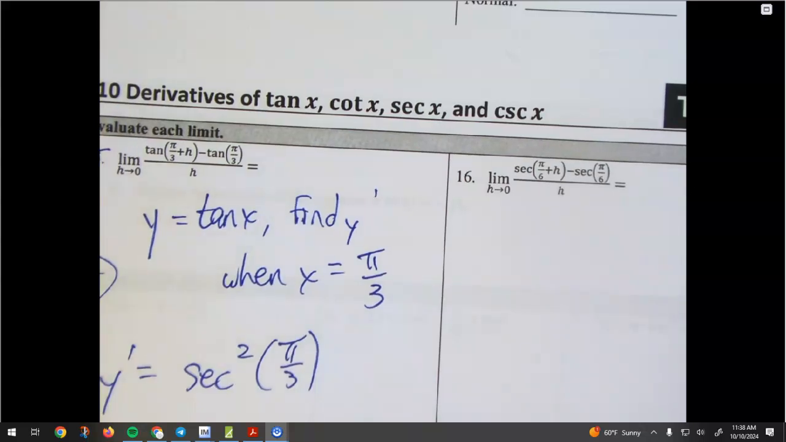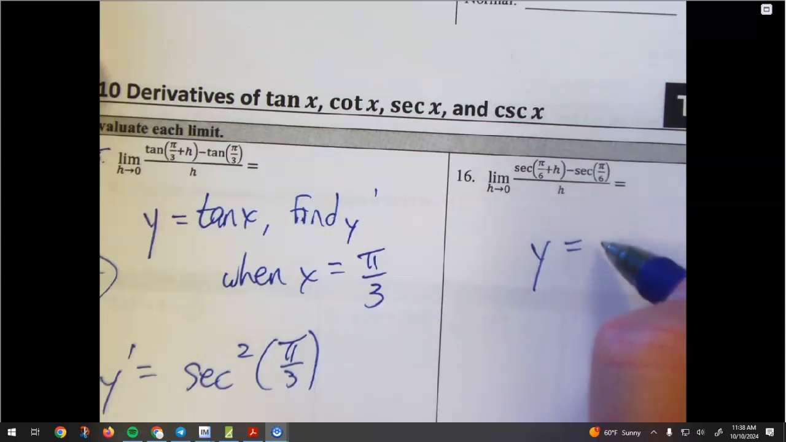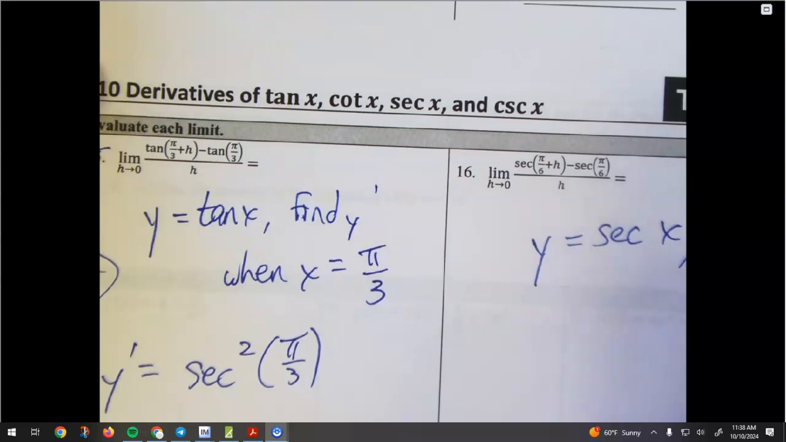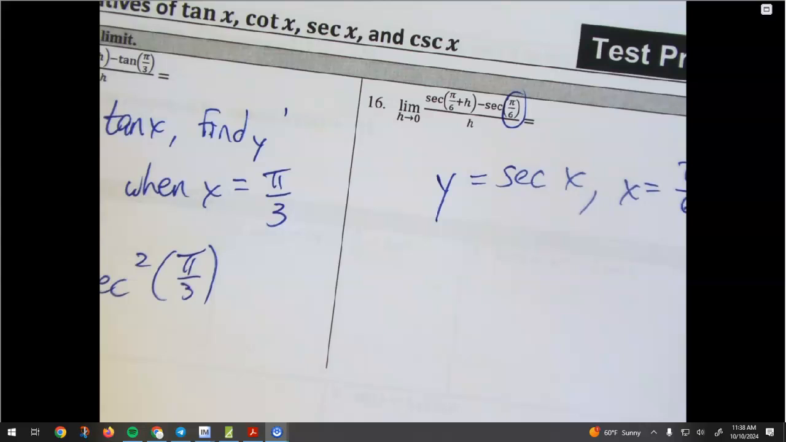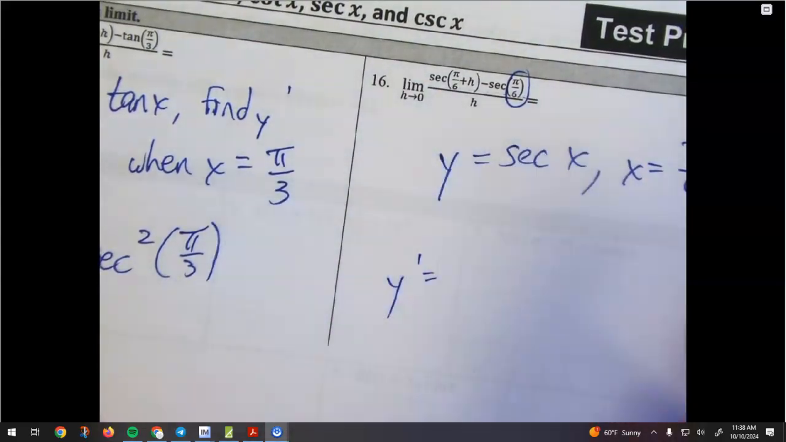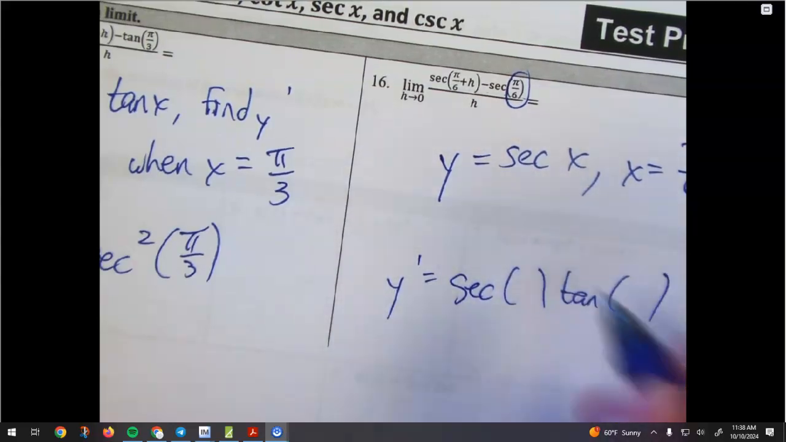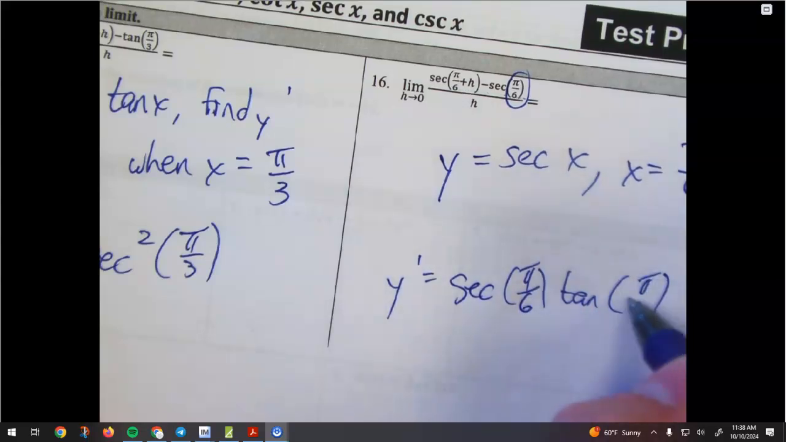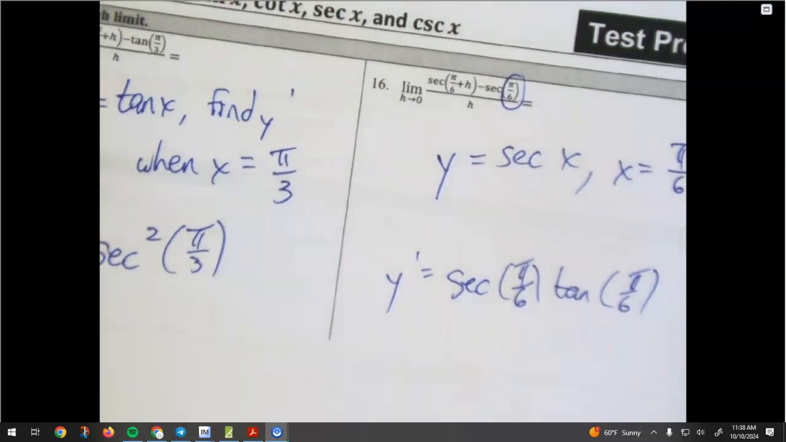So the next one, what's the original equation that they're giving you there? Secant of x, and then I'm supposed to plug in 5/6. That's what's right there. So you're just going to take the derivative of secant, which we know how to do. So secant x tan x, and then put the 5/6 in place of the x.